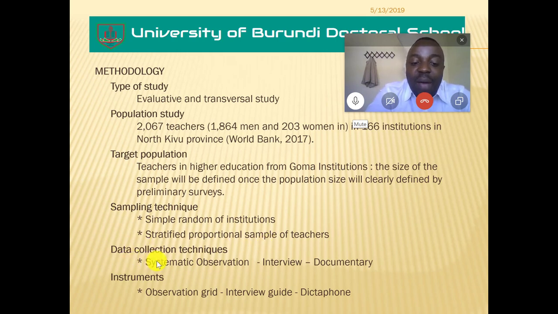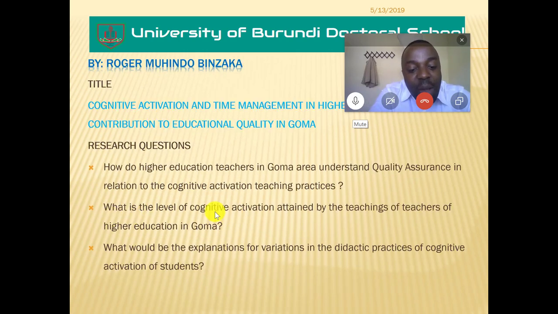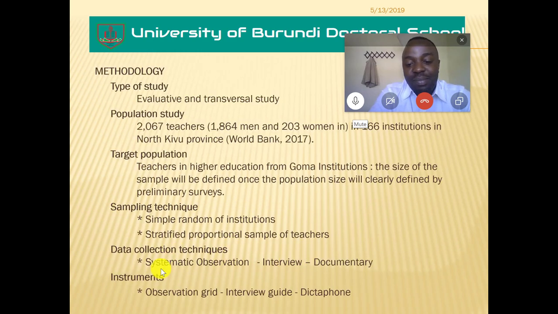For collecting data, for the first question, I will use interviews, to understand how teachers understand quality assurance in relation to cognitive activation. And for the second question, which level is attained by teaching, I will use an observation grid. And I will use a dictaphone to record the interviews.